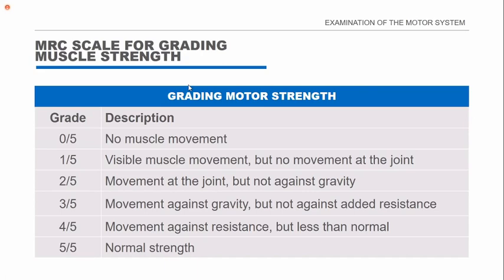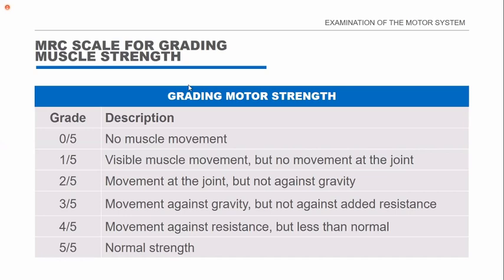We must first know what the grades of movement are. 0 is no muscle movement at all. 1 out of 5 is visible flicker of movement, but no movement at the joint. It does not displace the joint. 2 out of 5 is movement at the joint, but your patient cannot move it against gravity.